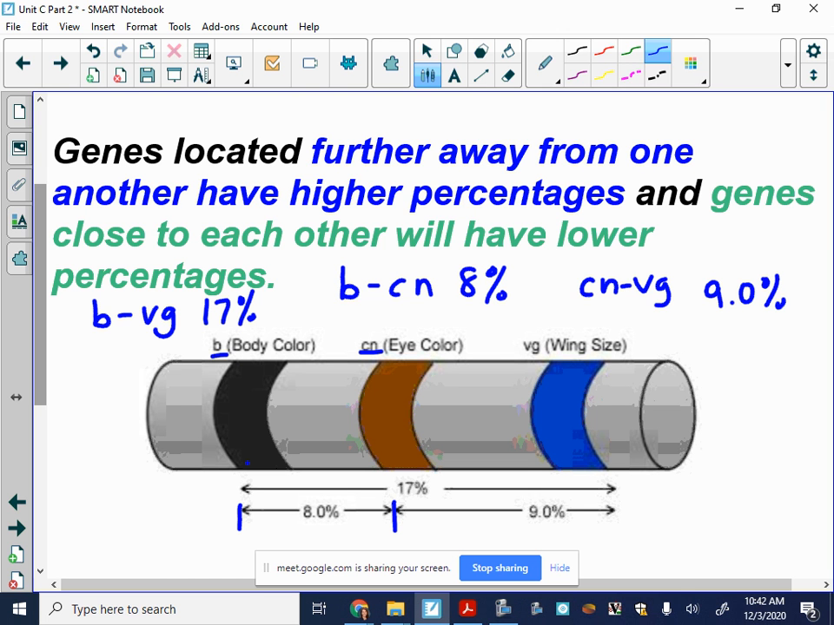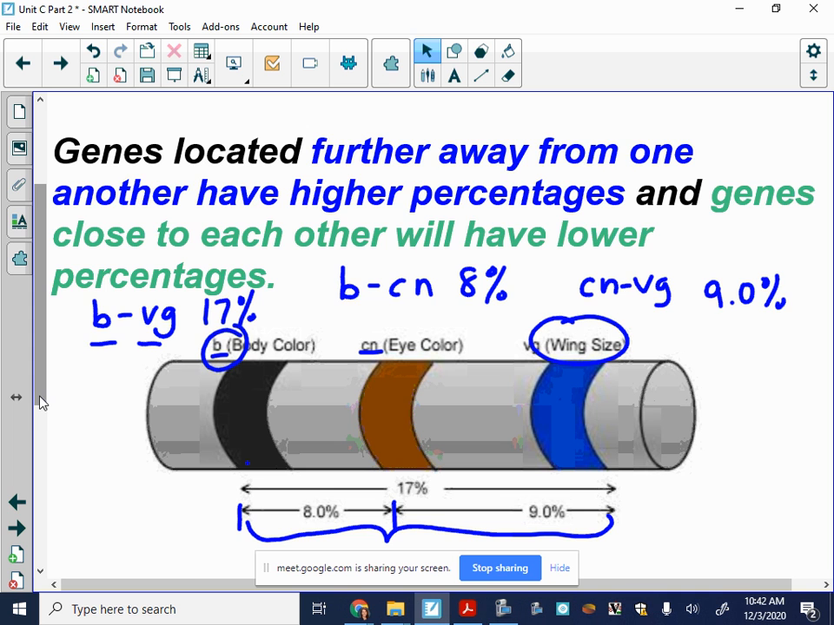And so you can kind of see the one that has the largest crossover frequency, those would go on the ends. So these have the largest crossover frequency, so we put these on the ends of the chromosome. Okay, and then if you notice, these other 2 frequencies, they add up to 17%. So that means the middle gene, the CN, would be somewhere in between those.